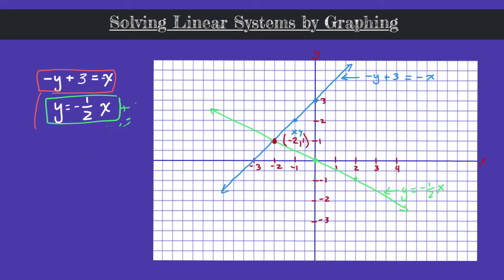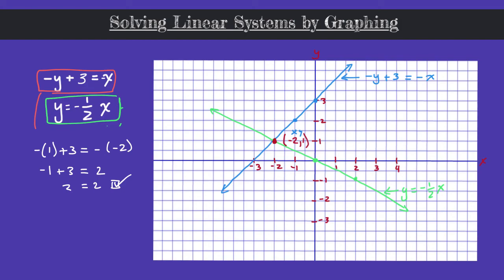Let's get rid of this stuff. Now, our y is 1, plus 3. Is that equal to negative x? Well, negative 1 plus 3, is that equal to 2? Well, negative 1 plus 3 is 2, and 2 is equal to 2. So that's a solution to the first equation. Okay, the ordered pair is a solution to the first equation.